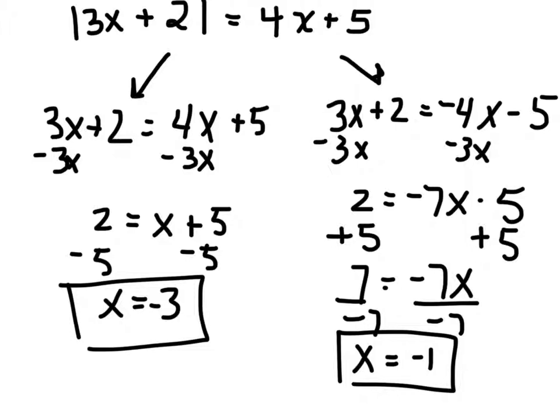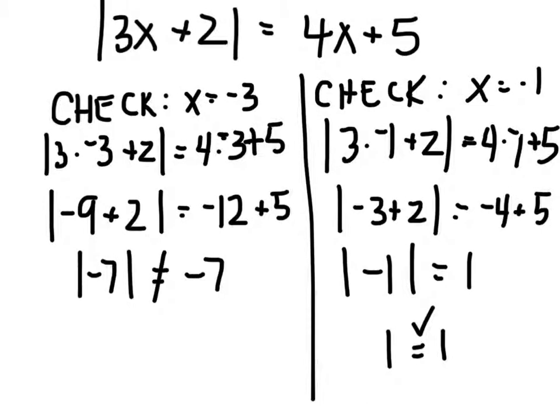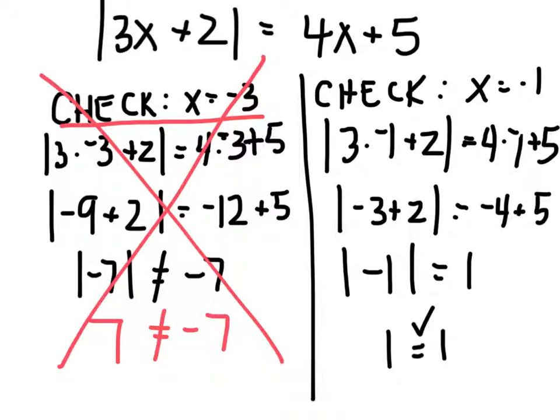In order to figure out if one is an extraneous solution, I'm going to go ahead and check my answers. Here's my work where I plugged in negative 3 and negative 1 for x. When I checked x equals negative 3, I got the statement that the absolute value of negative 7 is equal to negative 7. That's not true, because the absolute value of negative 7 is 7, which is not equal to negative 7. So x equals negative 3 is not a solution. When I plugged in negative 1, I got a true statement.